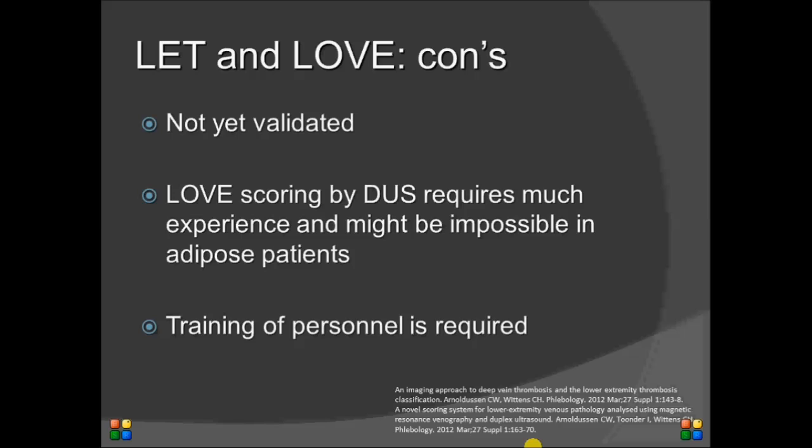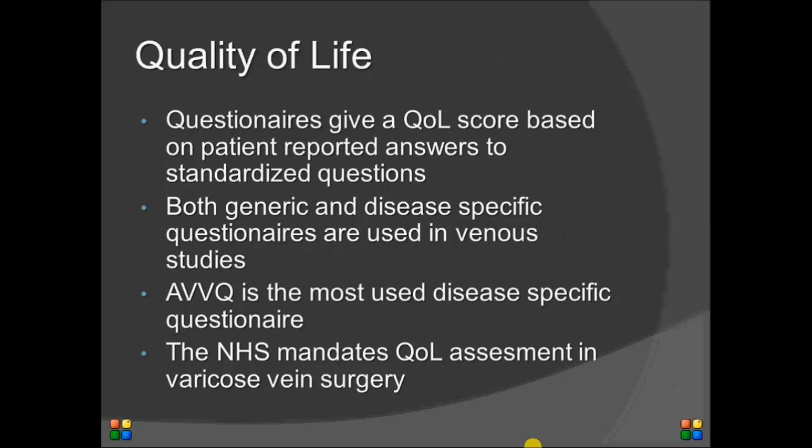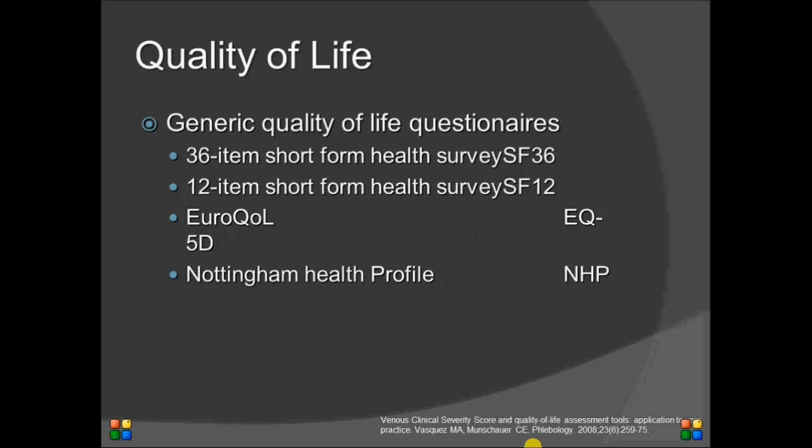I think we should also start using a LOB and a LED score indeed to be able to compare data in the future. Then we have quality of life. Well, that's a very difficult issue because there are so many different lists out there. You have the generic and the disease-specific questionnaires. In the AVVQ, I think the Aberdeen Varicose Vein Questionnaire is used most, but there are many others out there. You have also the generic, you have the SF-36, the SF-12, the EuroQol.